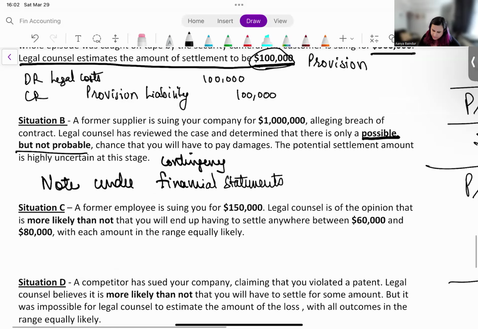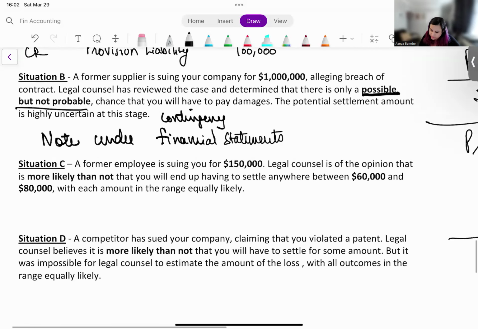Next part tells us that an employee is suing us for $150,000. Legal counsel is of the opinion that more likely than not, we'll end up having to settle some amount between 60,000 and 80,000, with each amount being equally likely. So again, probable outflow, yes. More likely than not, we're going to have to be paying some amount. And do we have an estimate of the amount? Yes, it's between 60,000 to 80,000.